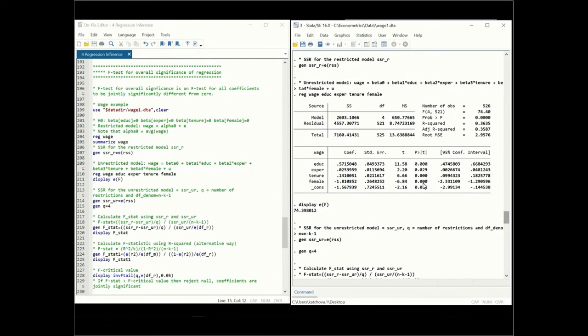So this is not surprising because look, all of the coefficients were individually significant if we look at their p-values, but they're also jointly significant, very significant if we look at the joint tests.